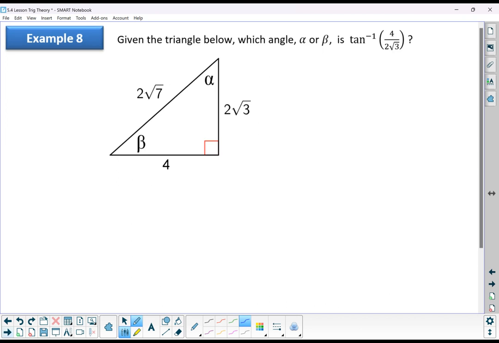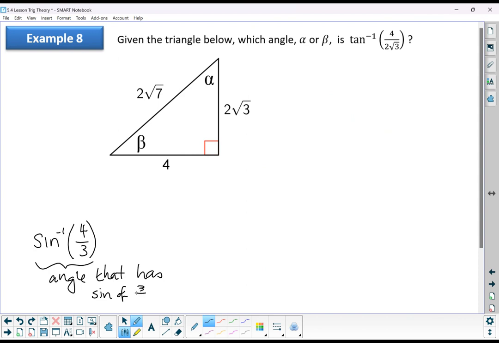Okay, we're almost done. This is our last example. We're going to be talking a little bit about inverses again. So I just want to remind you quickly about inverses. Anytime you are looking at an inverse, it's asking you to calculate the angle that has a sine of 4/3. Oh, I wrote 3/4. I said 4/3 and I wrote 3/4.